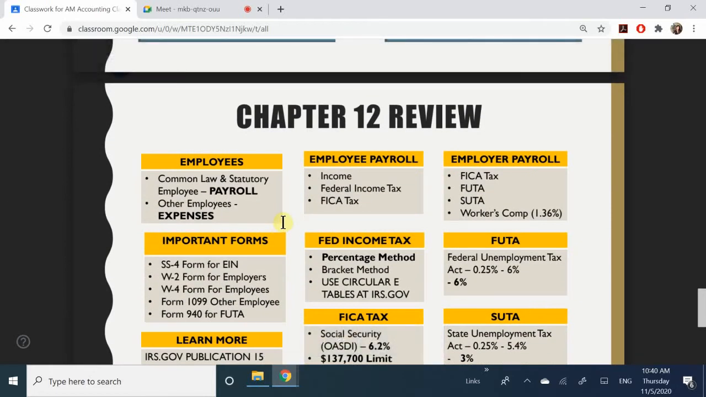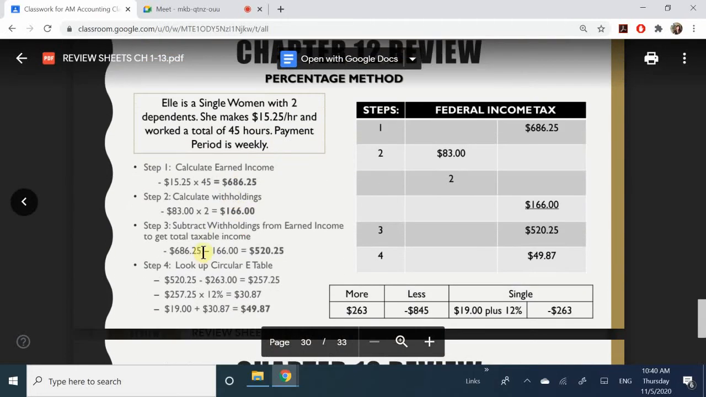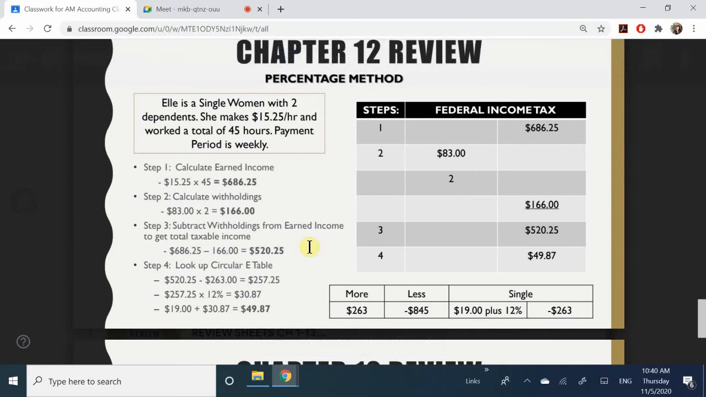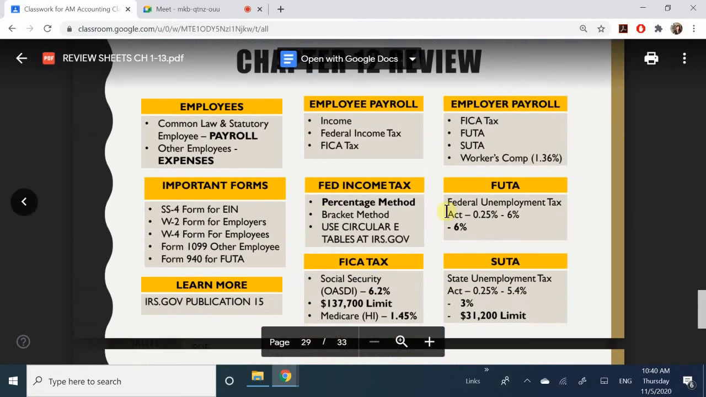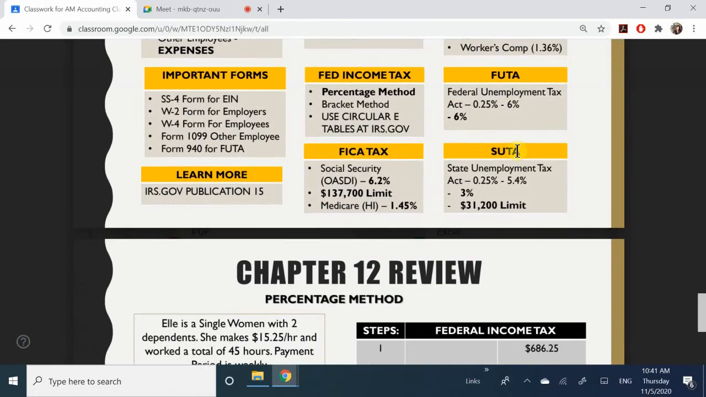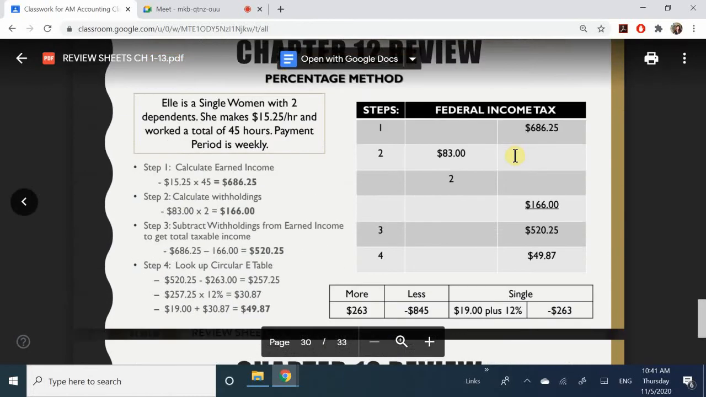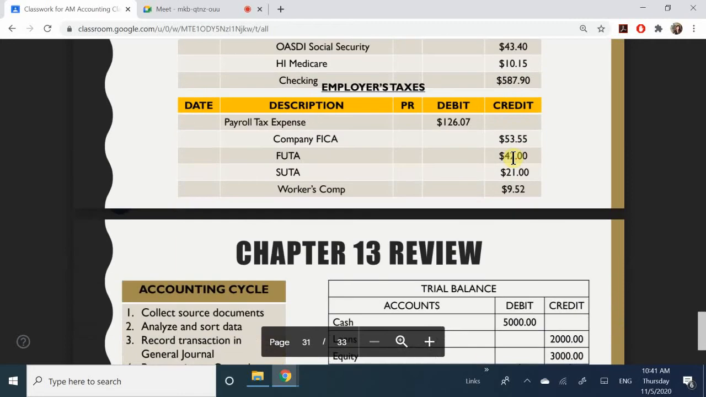You have pretty much everything here, and exactly how to process the payroll period, or how to do the taxes and whatnot. You have the numbers or percentages right here. If you're doing FICA, you have the percentages here. If you're calculating workers' comp, FUTA and SUTA, you know what to use: 6 and 3, and workers' comp is 1.36. I will provide the circular E table for you. So you will have that piece of information.